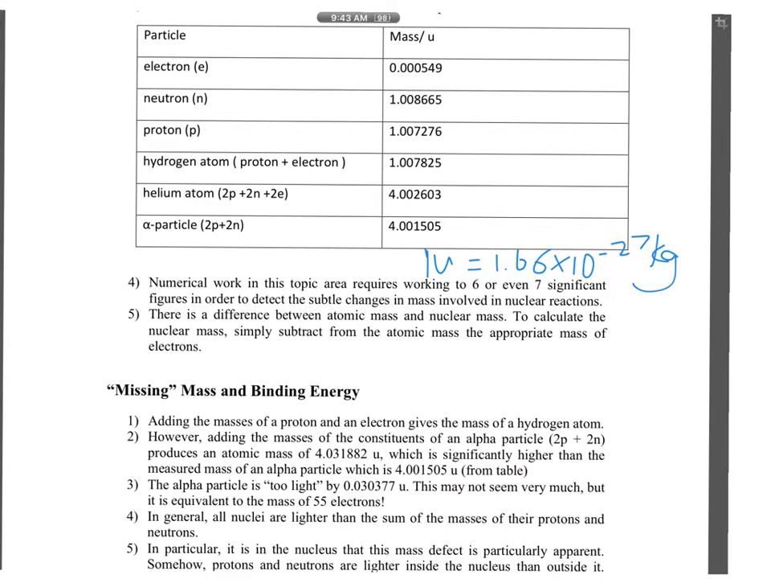Do you understand? So this, the difference between the mass of alpha and the two protons and two neutrons, is actually 0.030377 u, which is actually very small, but you cannot ignore it because it's equivalent to 55 electrons. That means you take this mass and you divide by the mass of an electron. I'm not saying they lost 55 electrons. I'm saying the mass that they lost is equivalent to losing 55 electrons. So it's quite significant. Do you understand?